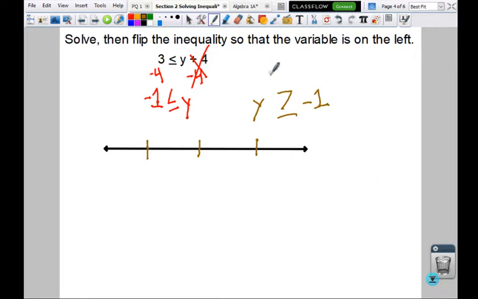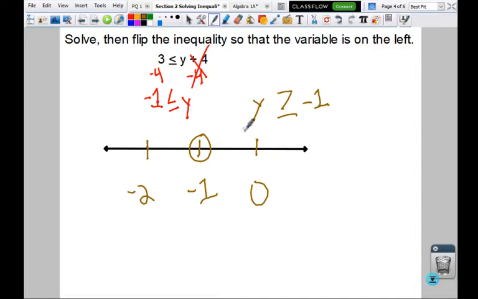So when I flip and put my variable on the left, I need to remember to flip my sign in the middle. Because if I don't flip it, my arrow is going to go the wrong way. Oh wait, never mind. So I'm going to have -1, 0, -2. I'm going to make my circle. And Sophia, a real question this time. Am I going to fill this circle in?